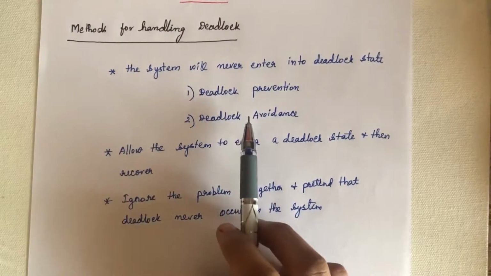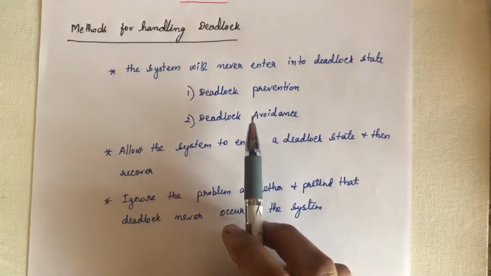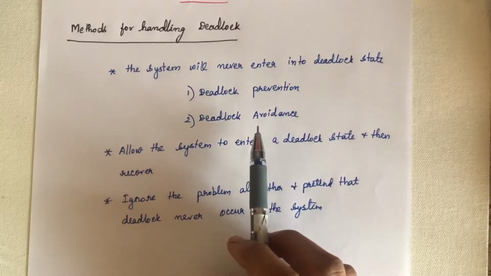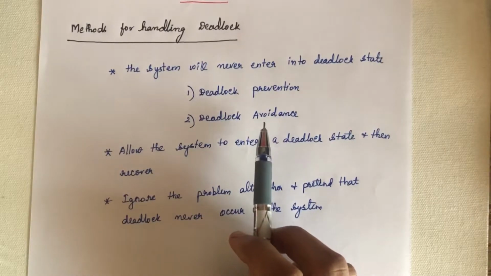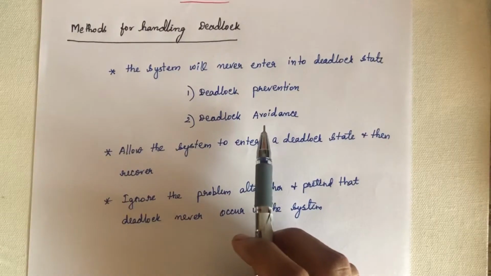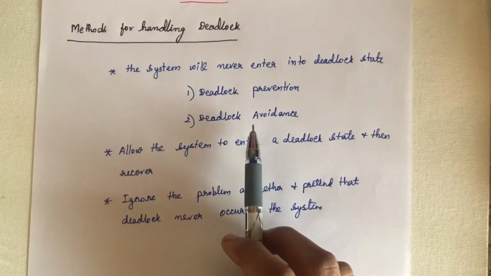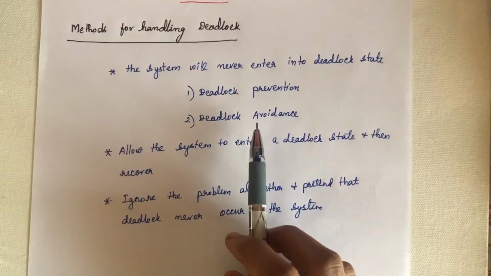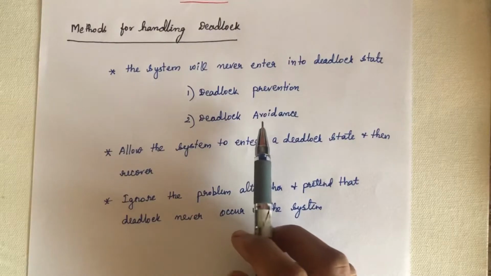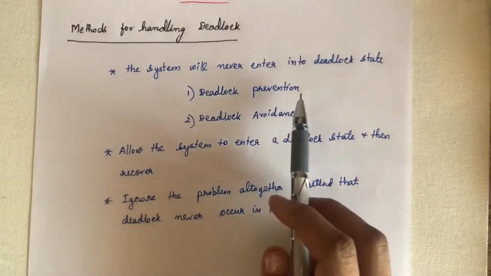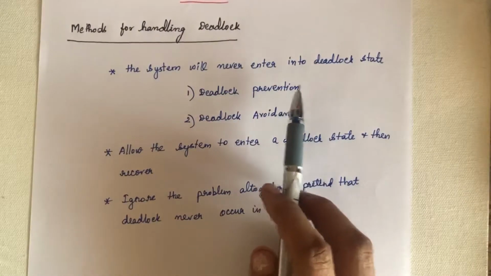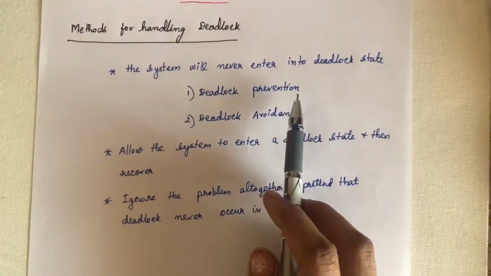Next is deadlock avoidance. Here the operating system is given advance information regarding all the resources, like when the resources will be available. All this additional information is given to the process. By using these techniques, we can also avoid deadlock. So this is one solution. We can prevent or avoid deadlock by using these 2 techniques.